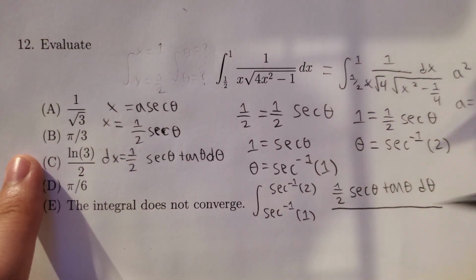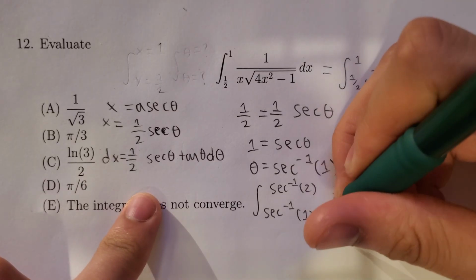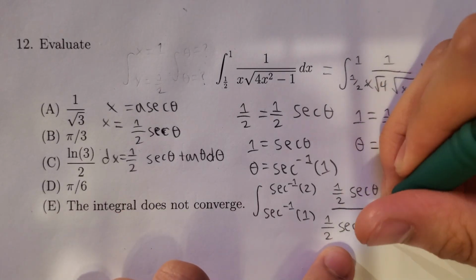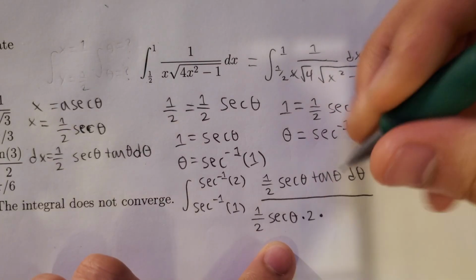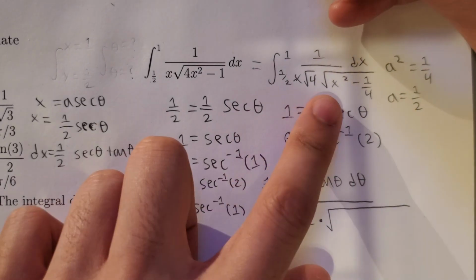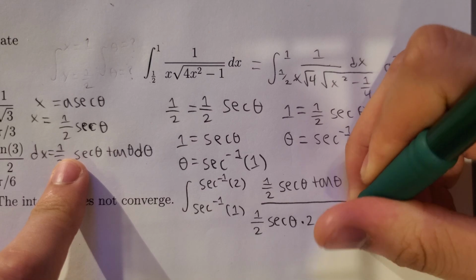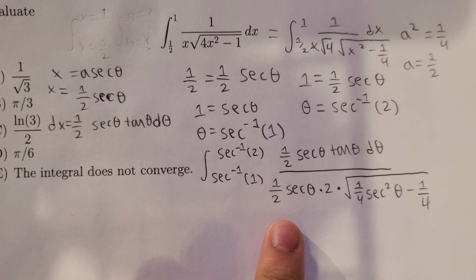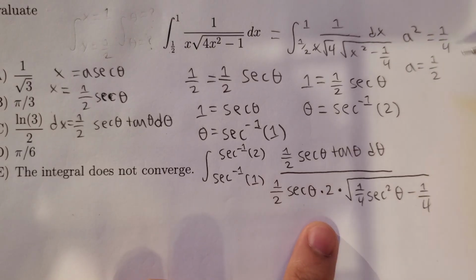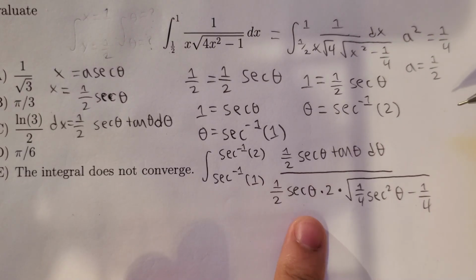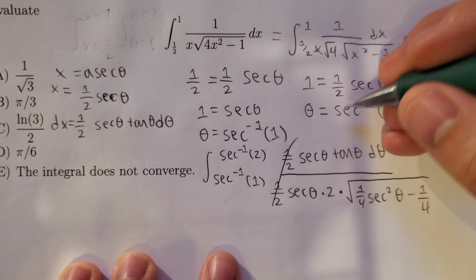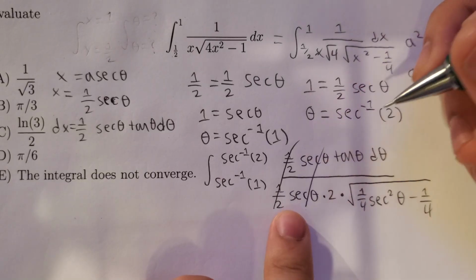So when we plug in all our x's, the integral is going to look like 1/2 secant of theta times 2 times the square root of, since this is an x squared, this is going to become 1/4 secant squared theta minus 1/4. So I know at a first glance this looks horrible, but at the same time, you're going to see that a lot of this stuff is going to cancel out, and it's really not as bad as it looks. First off, we can see there's two 1/2s here, so these are going to cancel. And then there's also two secant thetas here, so these are also going to cancel.